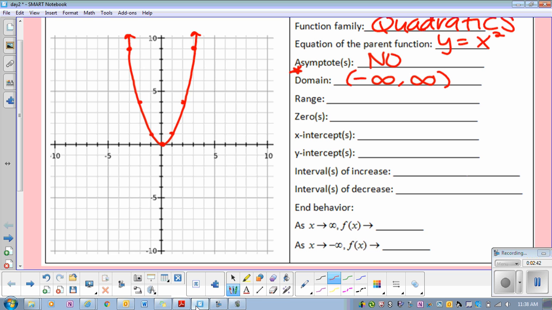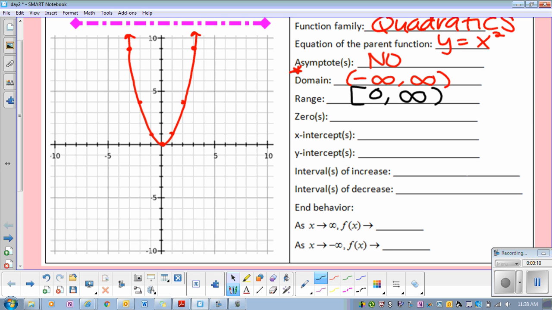Alright, so what is the range here? Start from the bottom. Where does this graph start? 0. At 0. Good. At y equals 0. All the way to what? Infinity. Good. So 0 to infinity. So infinities always get parentheses. This 0, what kind of a circle do you have? Good. Because it's a closed circle. Good job.